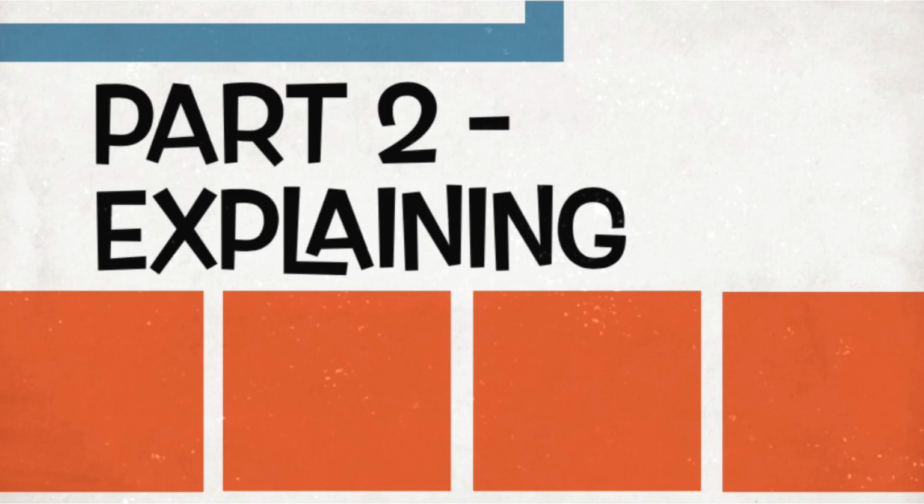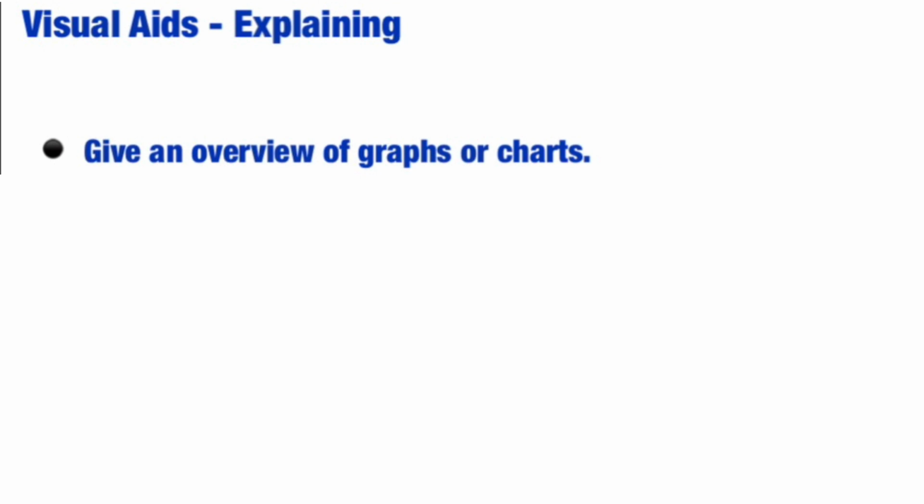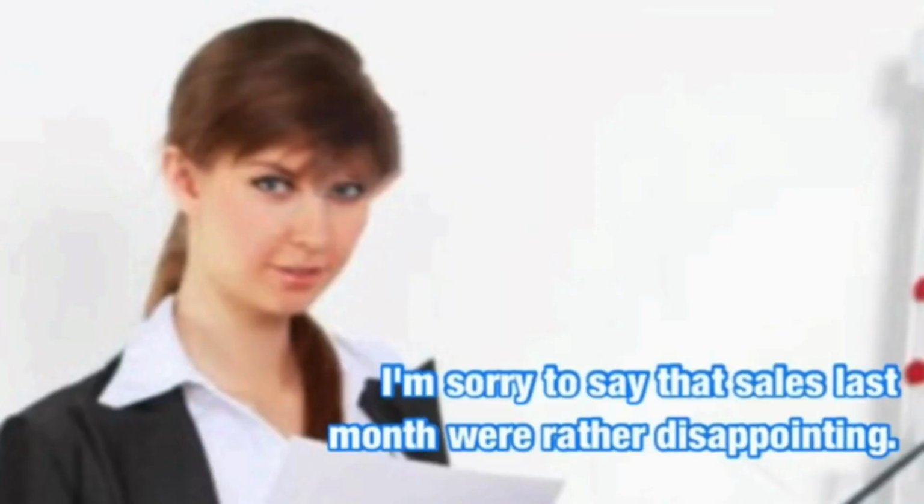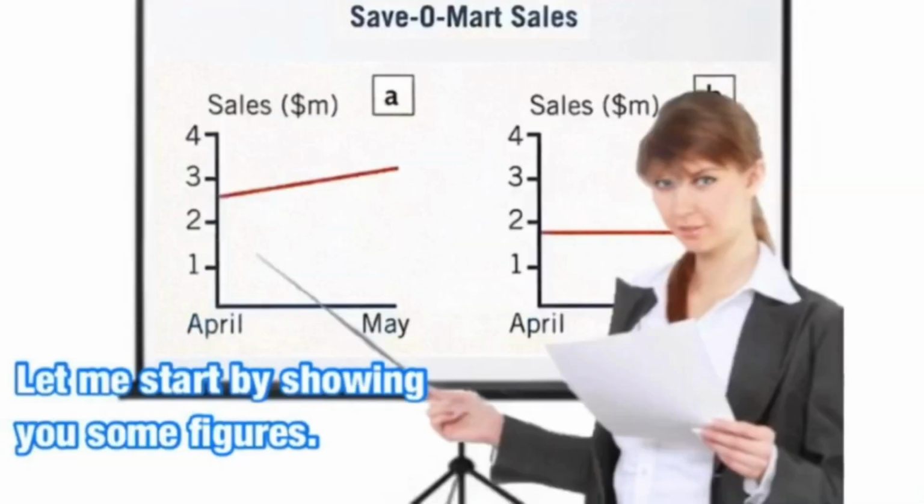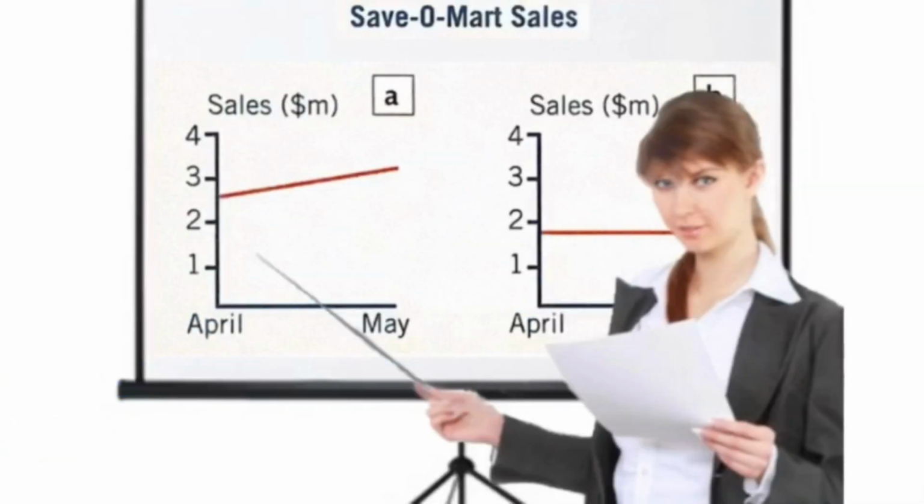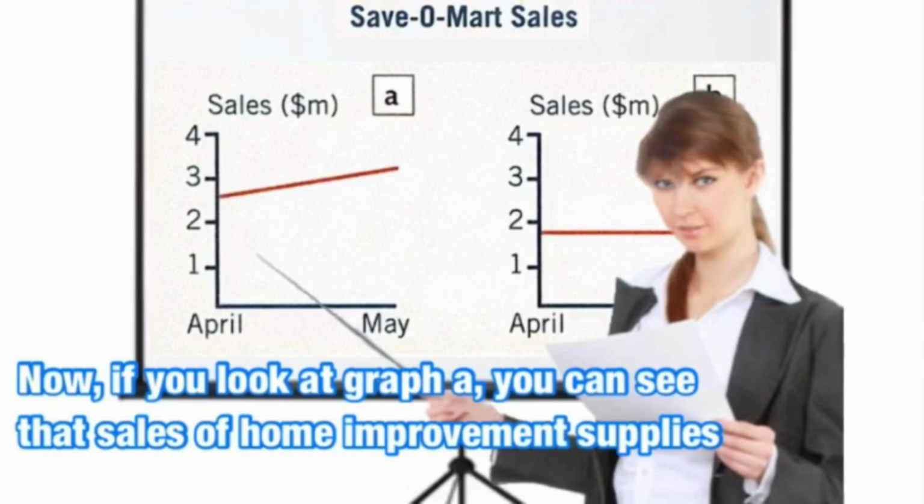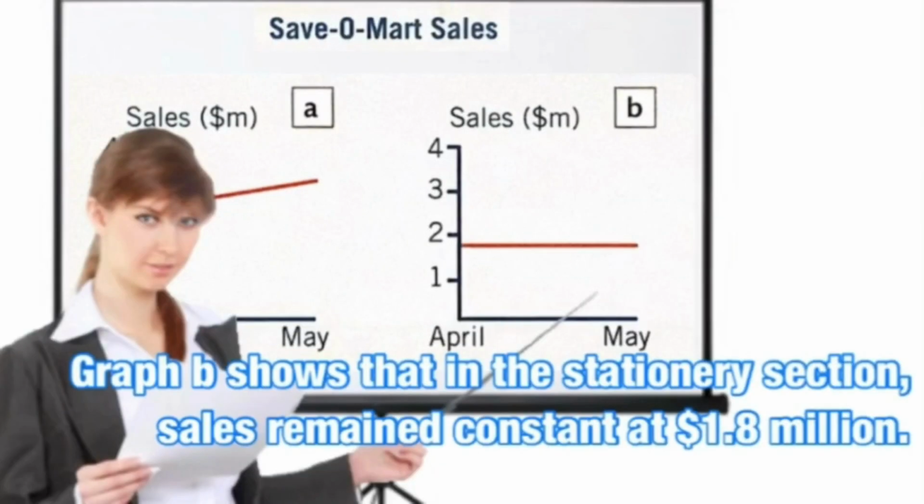Part 2. Explaining. Number 1. Give an overview of graphs or charts. I'm sorry to say that sales last month were rather disappointing. Let me start by showing you some figures. Now, if you look at Graph A, you can see Graph B shows that in the stationery section.